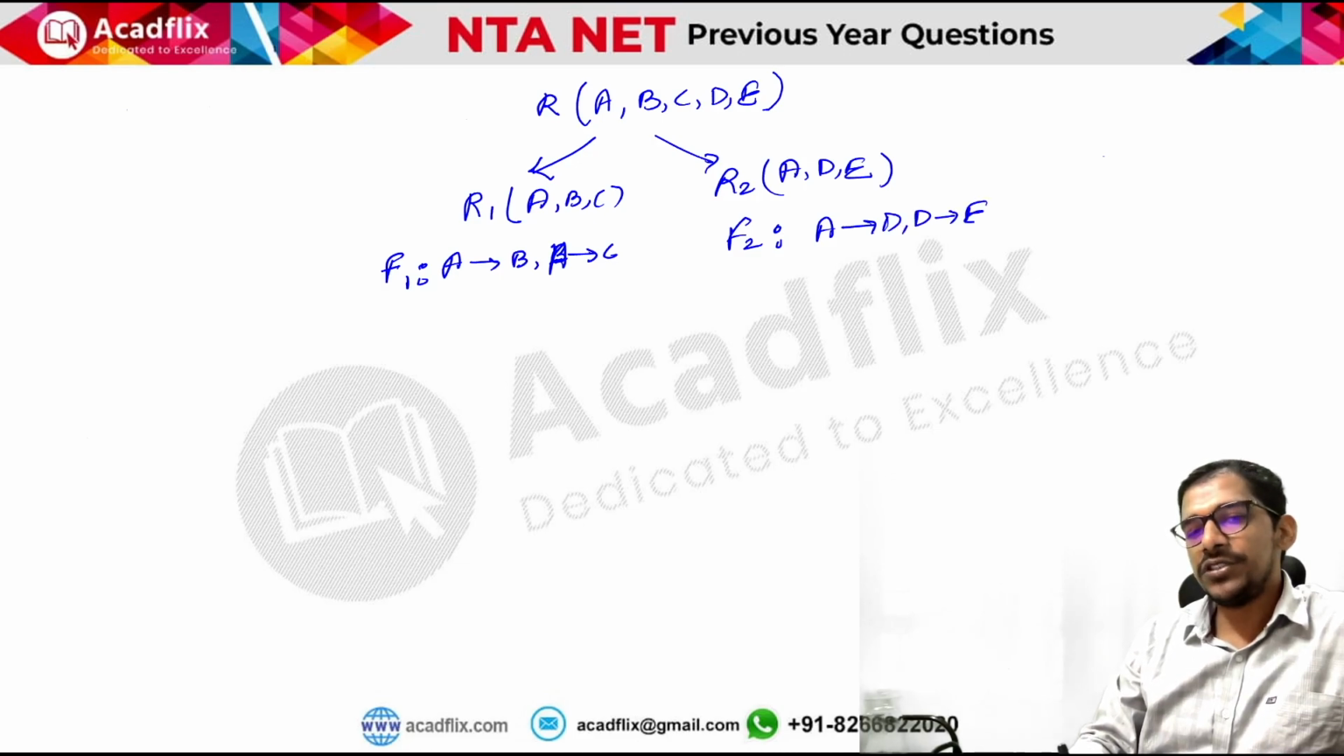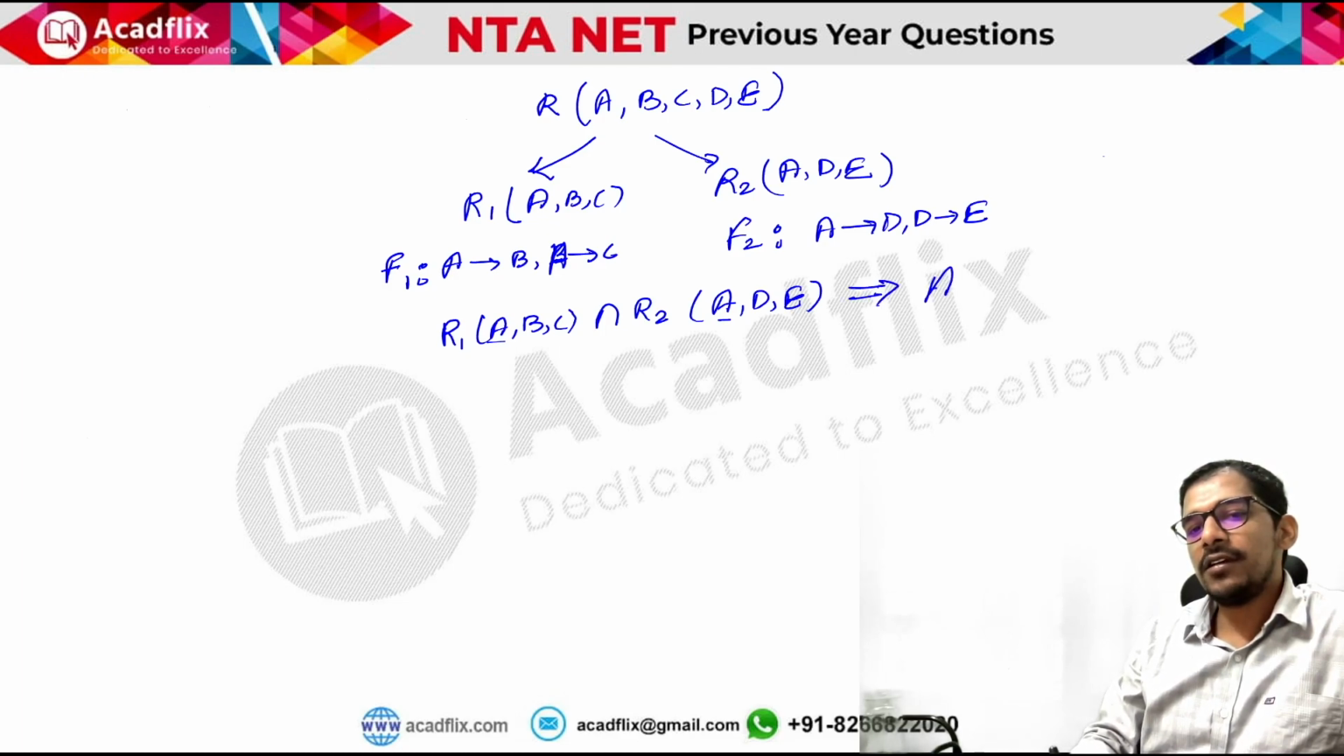First, to check whether it is lossless or lossy, what you will do is take the intersection of the attributes of the relations R1 and R2. You will see what the common attribute is. If you take the intersection of the attributes, the common attribute is A in both relations.